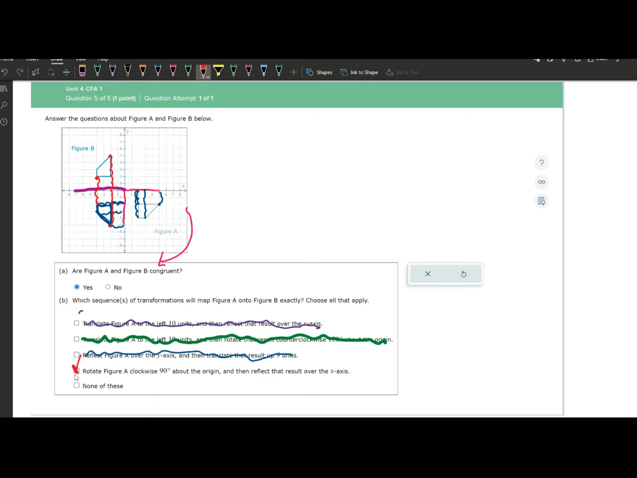One more time, do not assume the last option is the correct answer, because this can be none of these. Alright, good luck guys. Good luck on the quiz. You have unlimited attempts. And try your best on number 5.